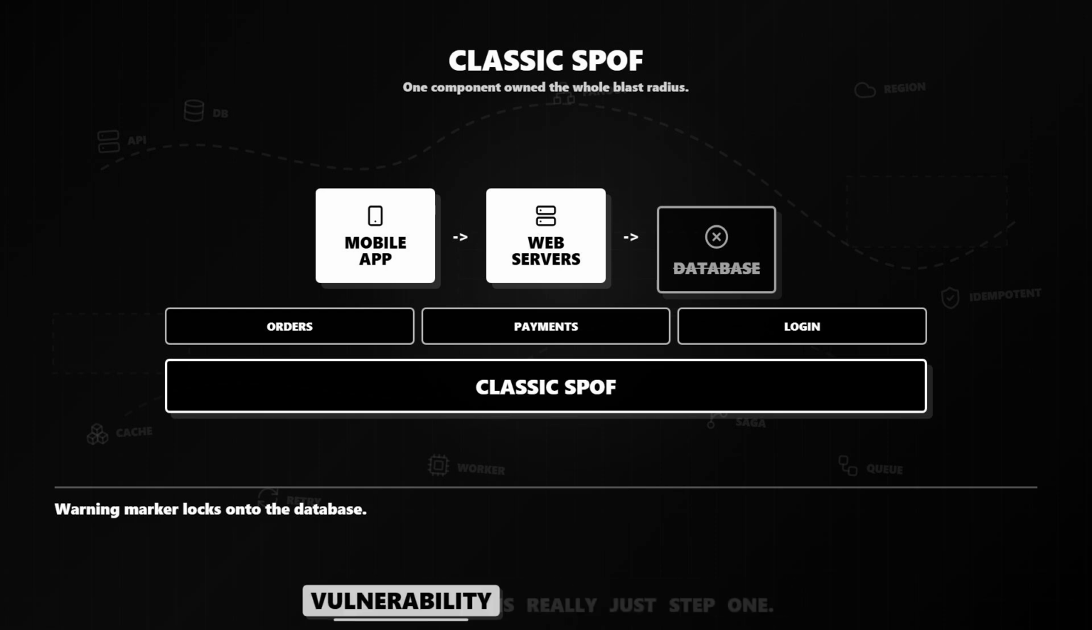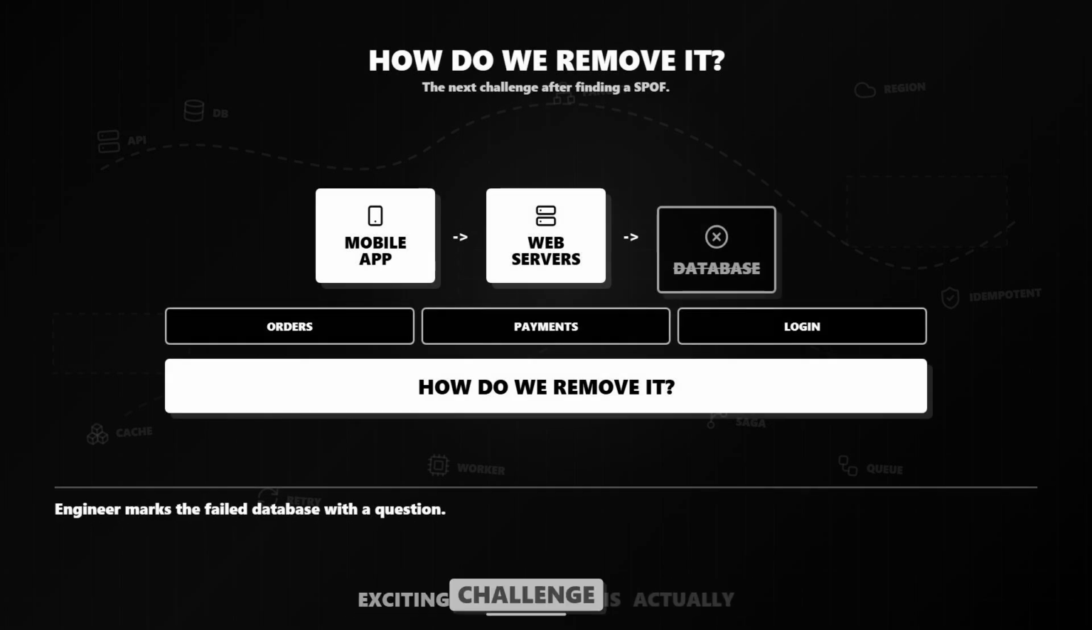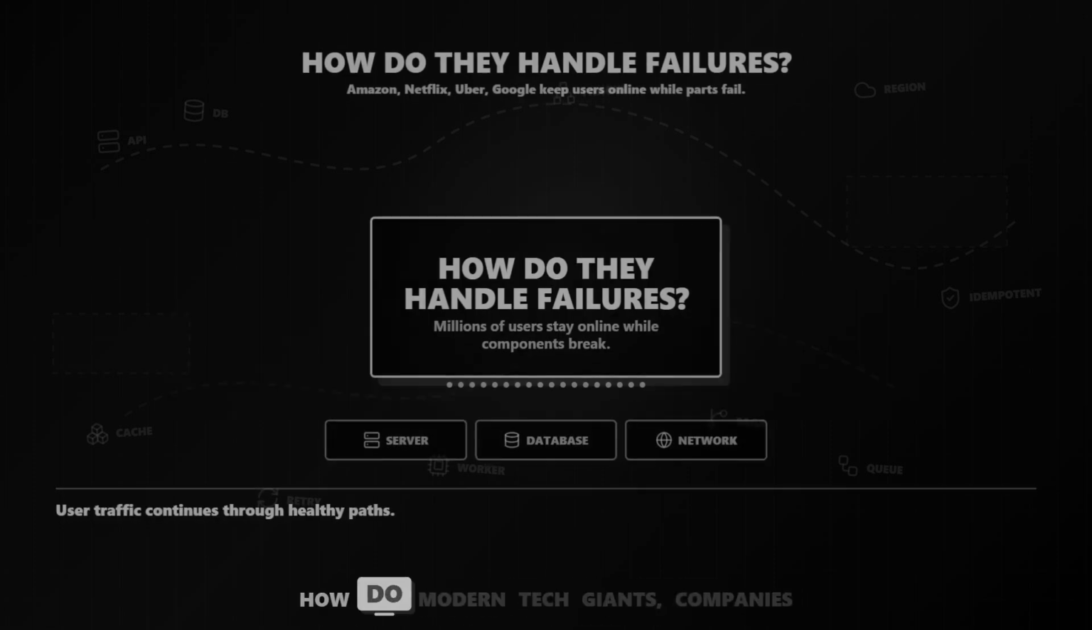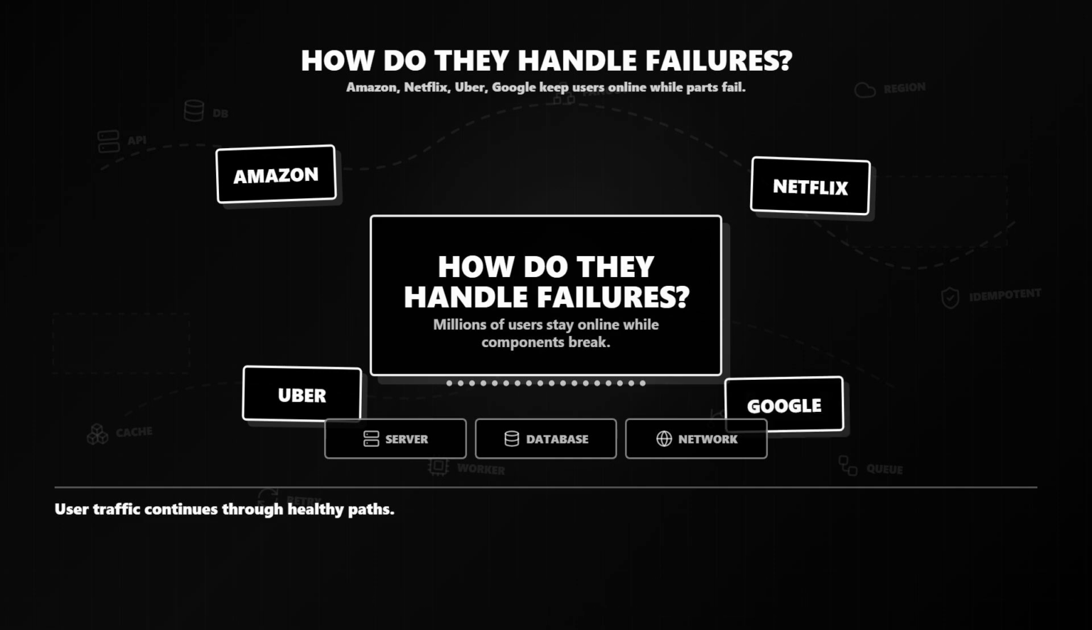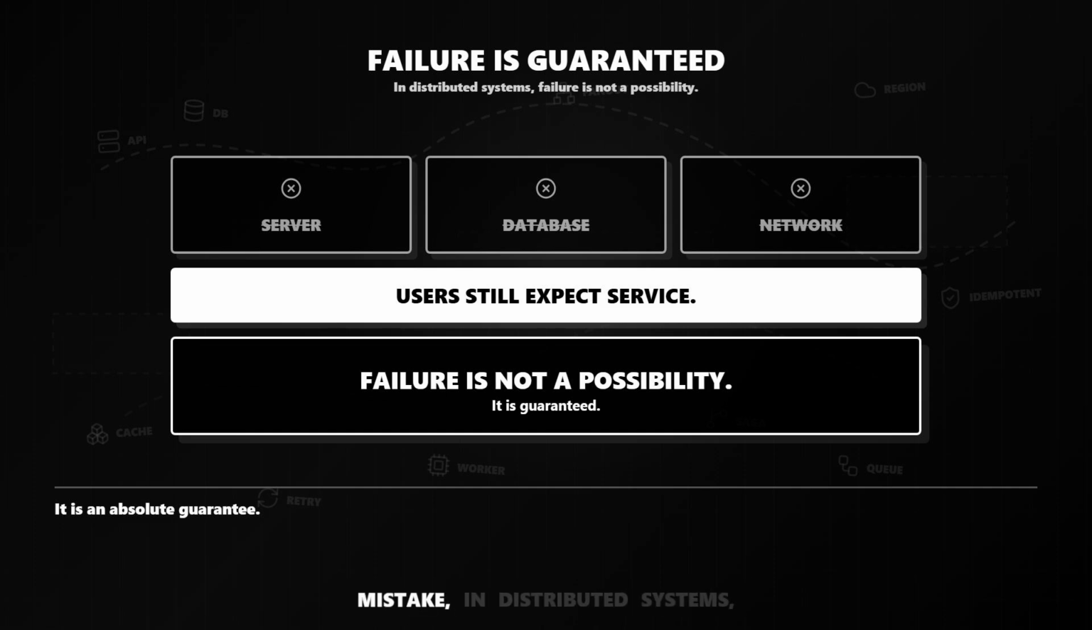But identifying that vulnerability is really just step one. The next, and frankly way more exciting challenge, is actually eliminating it. So once we found a single point of failure, how do we get rid of it? How do modern tech giants, companies like Amazon, Netflix, Uber, Google, keep serving millions of users smoothly even when their servers, databases, and network components inevitably fail? Because make no mistake, in distributed systems, failure isn't a possibility, it's an absolute guarantee.